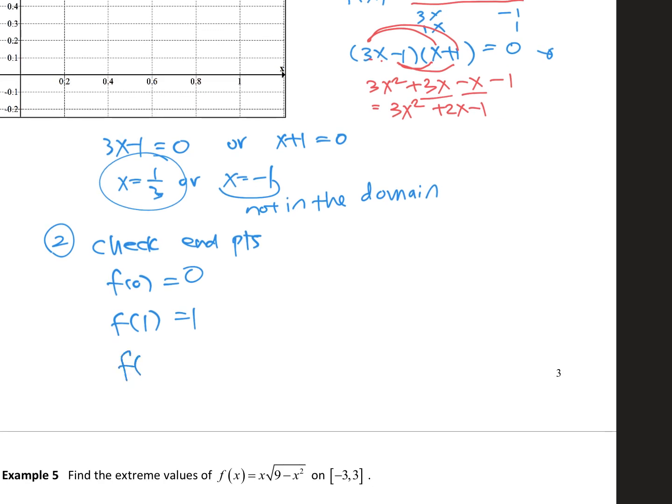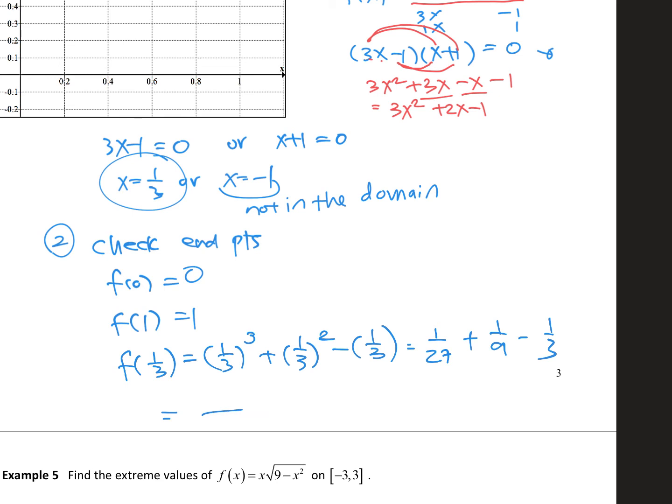Those are the endpoints, and I also need to check the critical number. So f of 1/3. I'm going to plug that into the original equation. So that will be 1/3 cubed plus 1/3 squared minus 1/3. 1/3 cubed is 1 over 27, plus 1/3 squared is 1 over 9, minus 1/3. 27 is the common denominator. 1 plus, I need 3, so that's 3, minus, I need 9. So 4 minus 9 is -5 over 27.